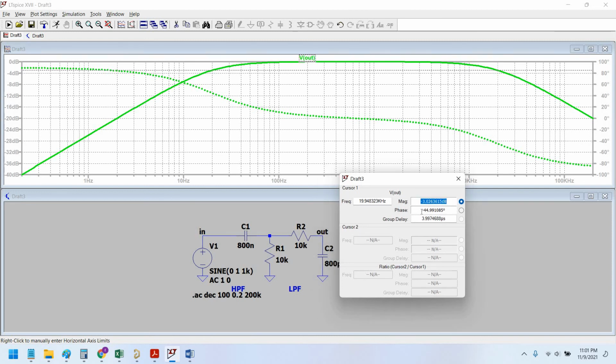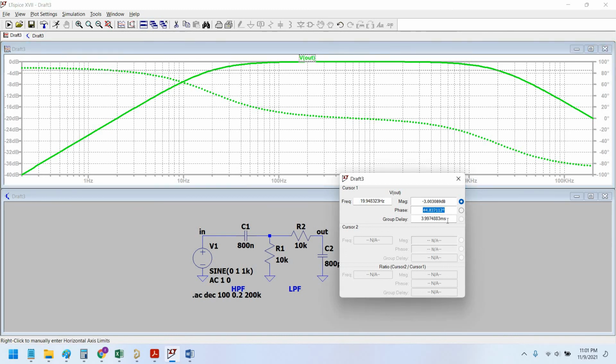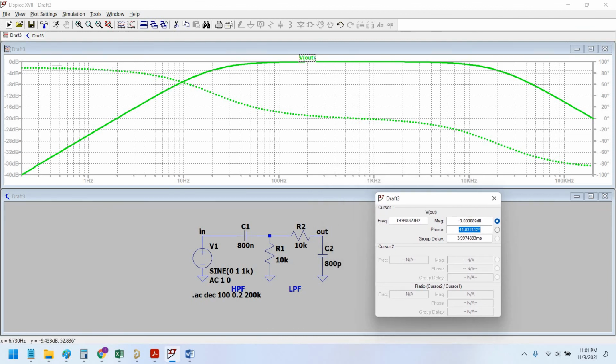Okay, now as we can see, the phase shift is also perfectly fine, minus 45 degree phase shift, and here also we would have the same phase shift but with positive sign, plus 45 degree phase shift. This dotted line is the phase, and this solid green line is the amplitude gain frequency response.